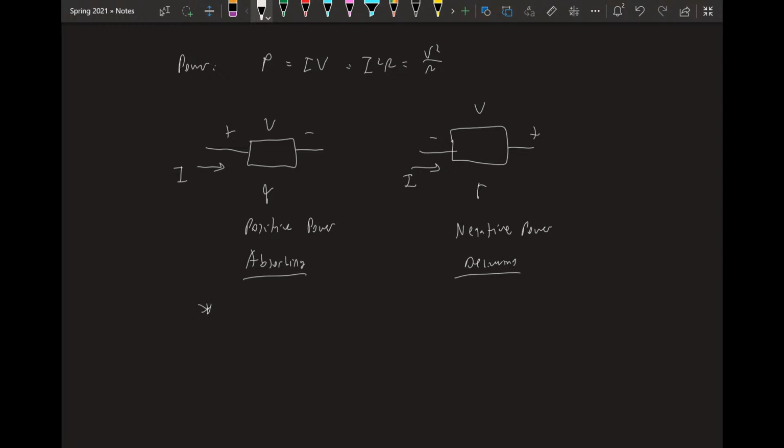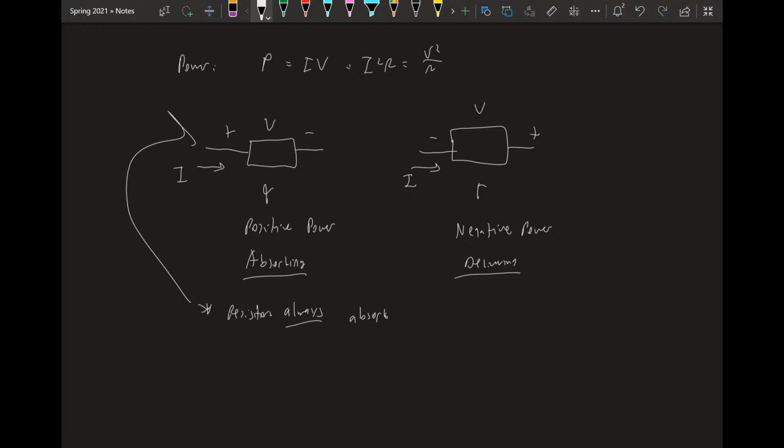And as a quick note, resistors always absorb. Absorbing power, dissipating, delivering power, or charging power. Dr. Chiu may call it that. And yeah, so resistors always absorb, so you draw their terminals accordingly.